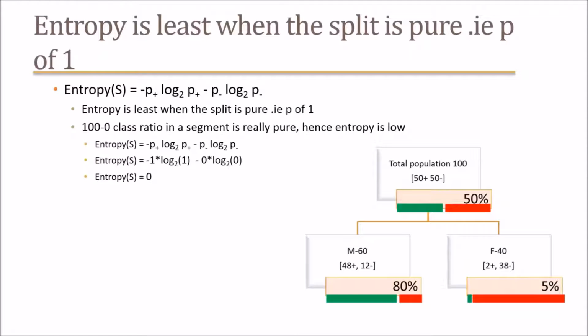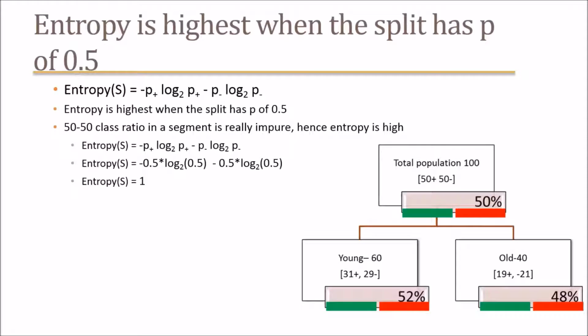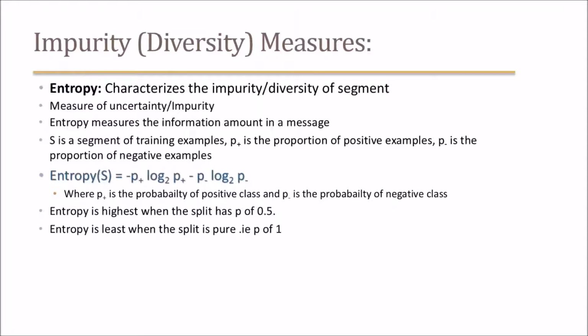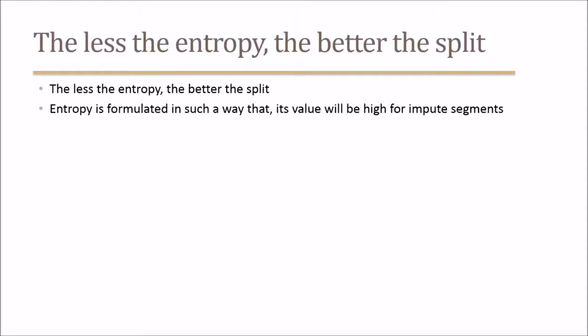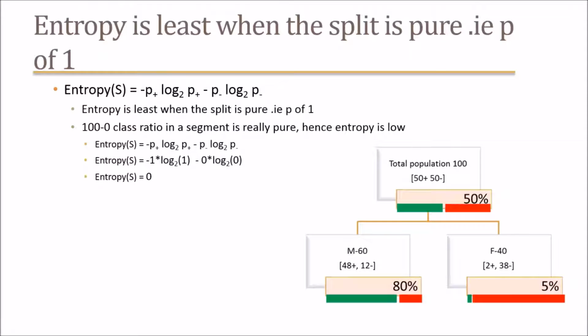So the lower the entropy, the better the splitting, the more pure the segmentation. The higher the entropy, that means the more impurity or the more diversity in the segment, the more uncertainty, then it will be difficult for us, or it's not really useful in making the decision. So that is how we do the entropy calculation. So the less the entropy, the better the split. So entropy is 0, that is like very highly pure split.